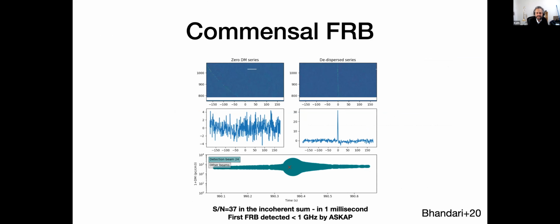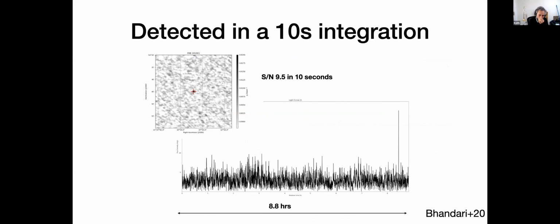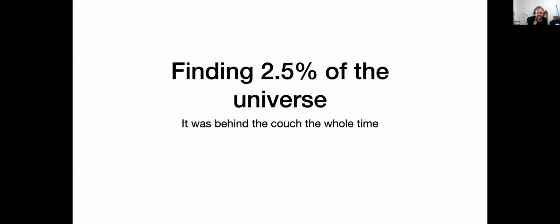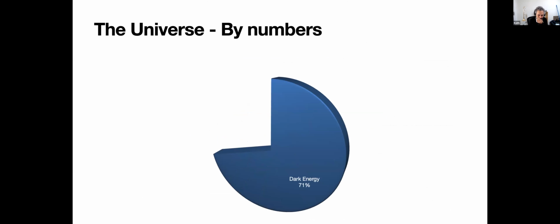Oh, Shivani found this FRB. It was interesting that it actually appeared as an image plane transient. On the left is the image transient that appeared and disappeared. But really the thing I'm most proud of was the work that JP did, which was finding 2.5% of the universe. We've already talked about this, so I won't talk too much about it.